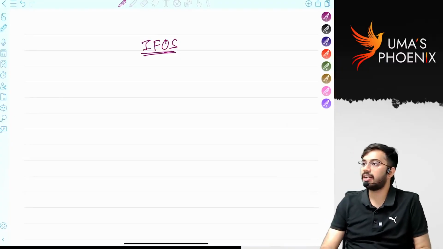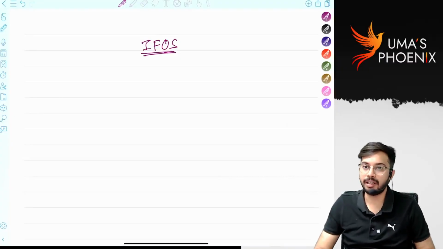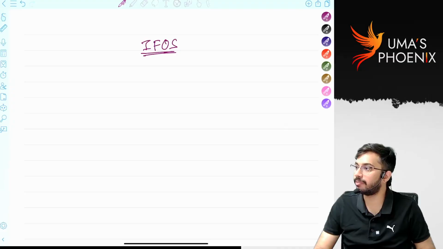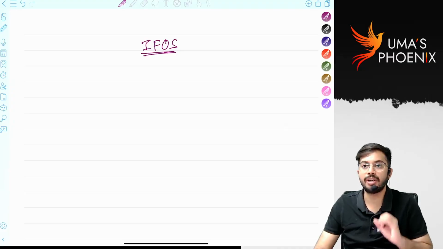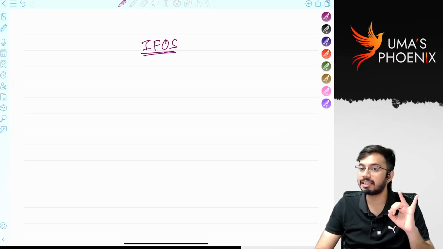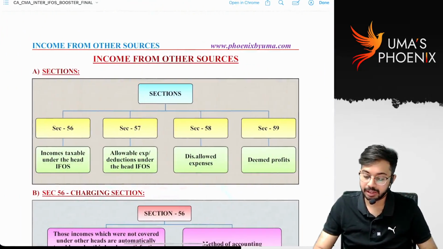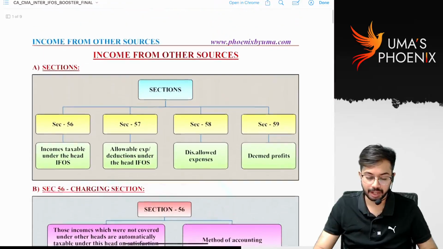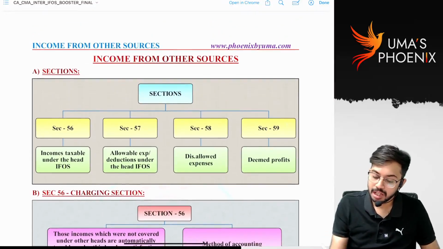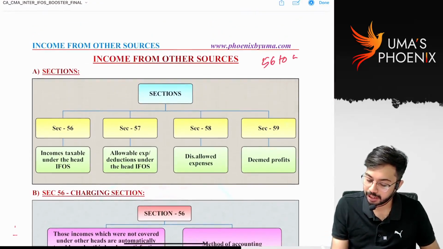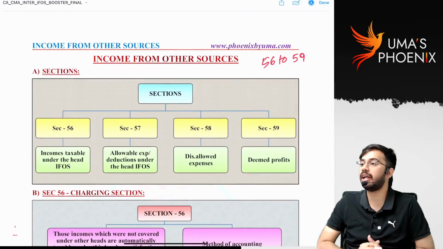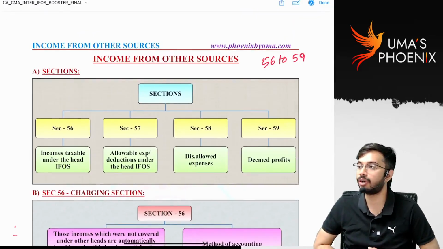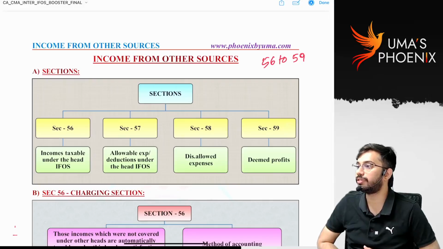Now let us start discussing income from other sources. It is the last head of income. We finished our discussion with regard to house property, salaries, PGBP, capital gains. Now let us start discussion with regard to income from other sources. Sections 56 to 59 are the sections covered under the head income from other sources.